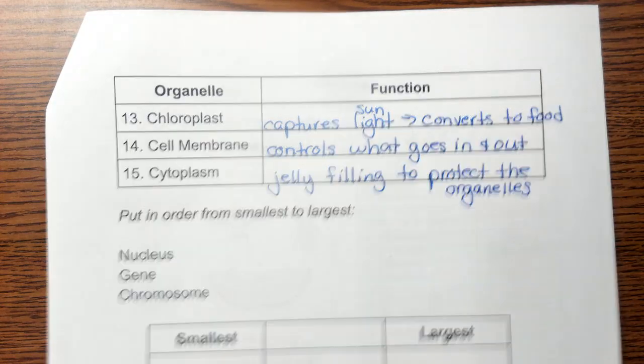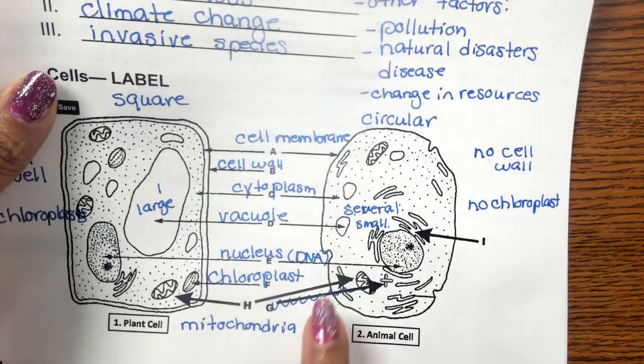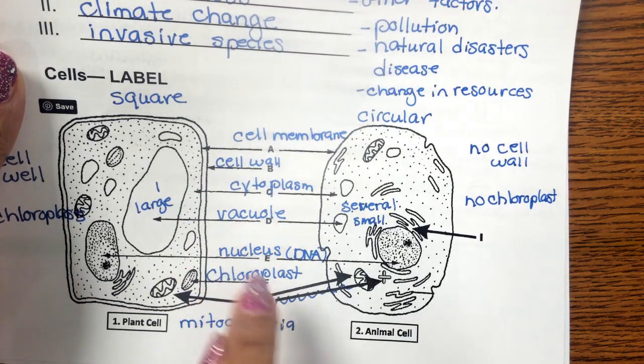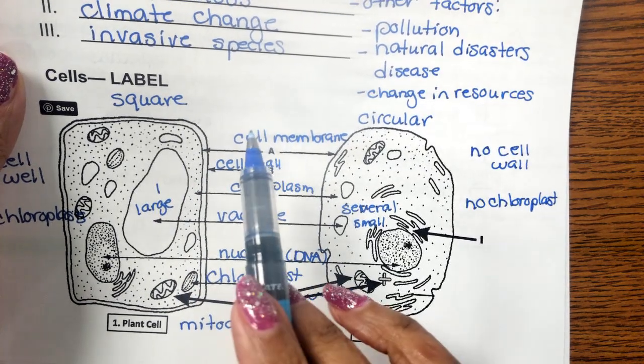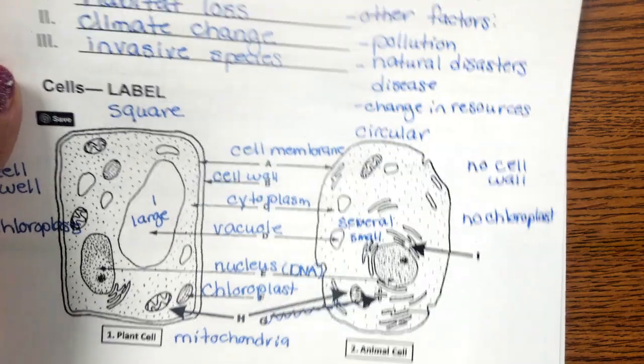Okay, and all of these are organelles. Remember the organelles are the very small structures in a cell that have a job. So your cell membrane, your cell wall, your cytoplasm, your vacuole, those are all organelles.